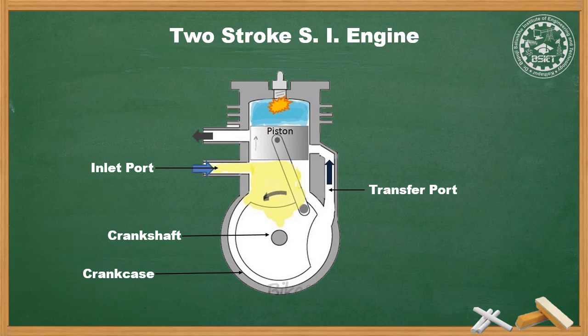Just before the end of compression, an electric spark takes place with the help of the spark plug. The charge is ignited and burned, which creates pressure on the piston to move it downward, that is, toward BDC, causing expansion, and power is generated at the crankshaft. At the same time, the exhaust port and inlet port are open. The fresh charge enters the cylinder, sweeping the burned gases out.